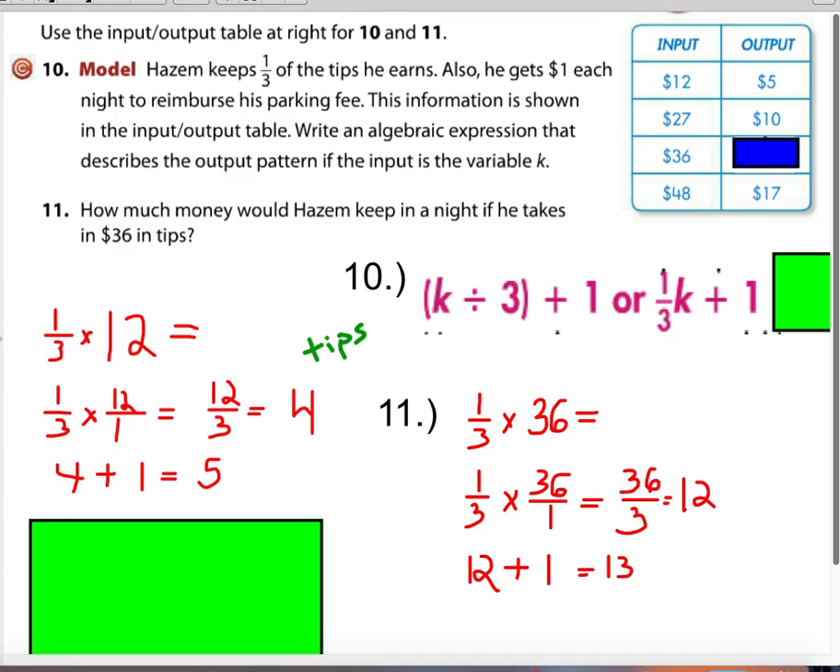So 1/3 of 36. 1/3 of 36, you set it up. 36 is an improper fraction. Or you could just simply divide by 3. Okay? Dividing by 3 would give you 12. Multiplying by 1/3, 1 times 36 is 36. 3 times 1 is 3. 36 divided by 3, because this is a division expression, 36 divided by 3 is 12. Now remember, we have to add 1. Whether we're dividing by 3 or multiplying by 1/3, we have to add that 1 for the parking reimbursement. So 12 plus 1 is 13. So our answer should be 13.